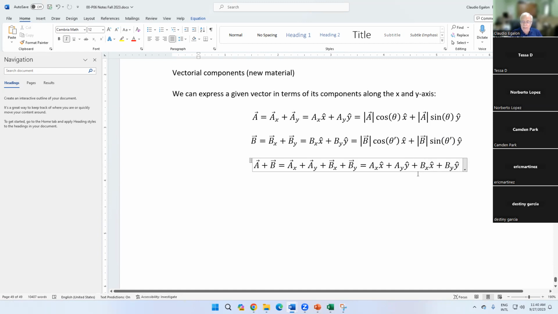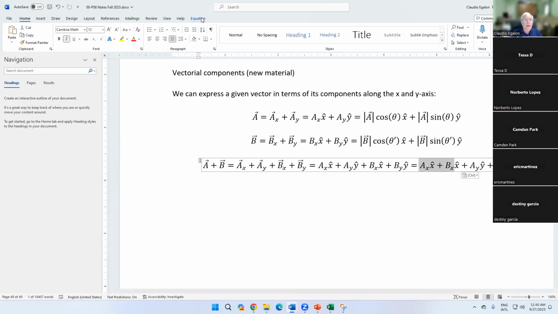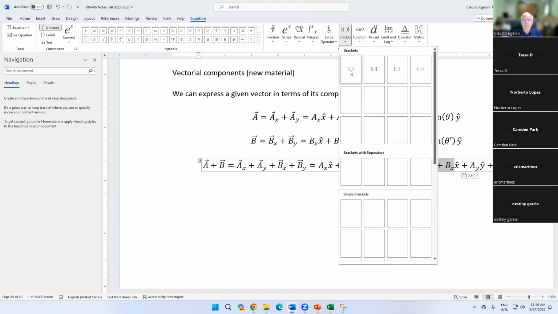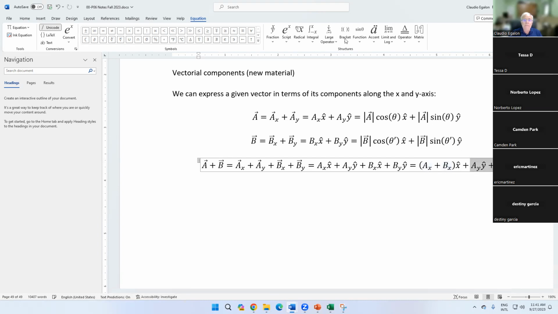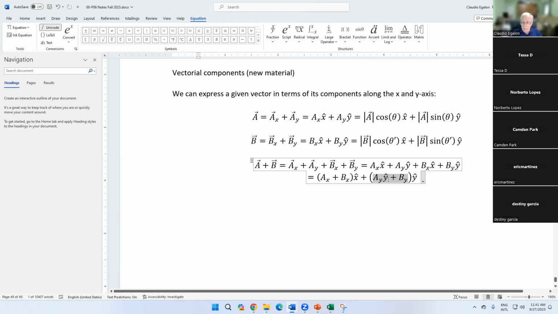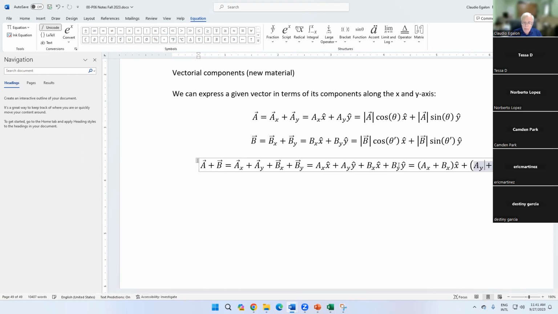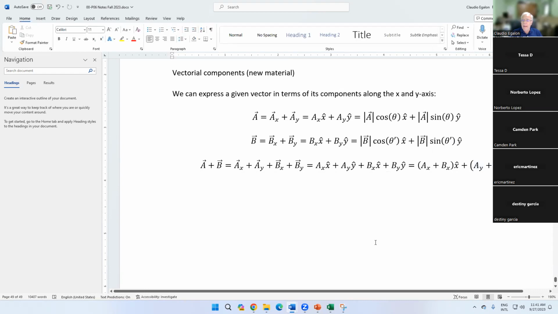Well, we can write that just by collecting every X component. I'm going to commute this term, and I'm going to factor all the X components into a single parenthesis. Okay. And we end up with something like that.